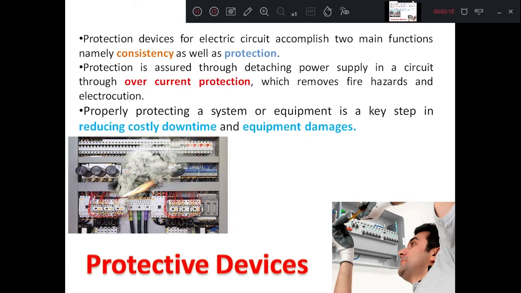Properly protecting a system or equipment is a key step in reducing costly downtime as well as equipment damages. That is, you can reduce the costly downtime, then uptime, and based on that we define the reliability index. Therefore, you have to minimize the downtime by cutting down the system under fault condition. You have to clear the fault and once again resume the supply. And at the same time, you have to protect the equipment against damages. These are the two important functions of the protective devices.